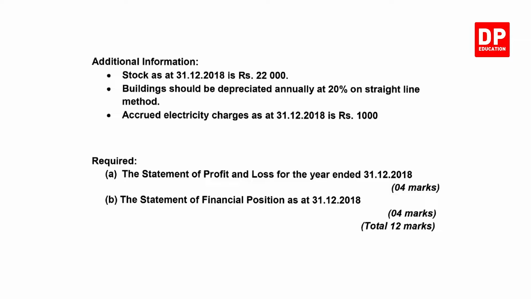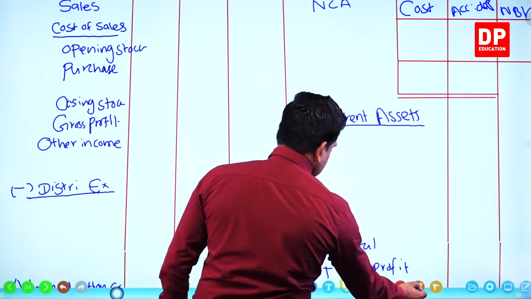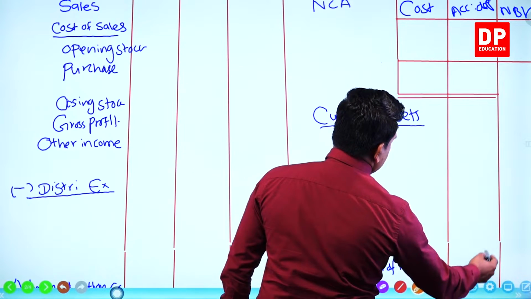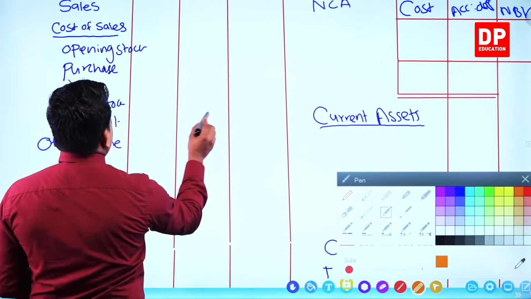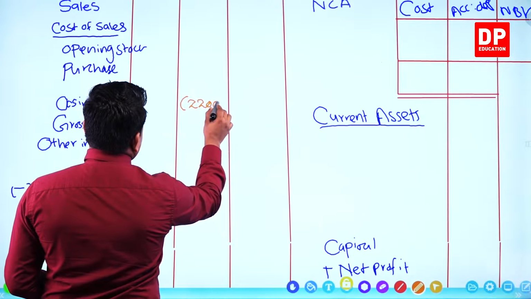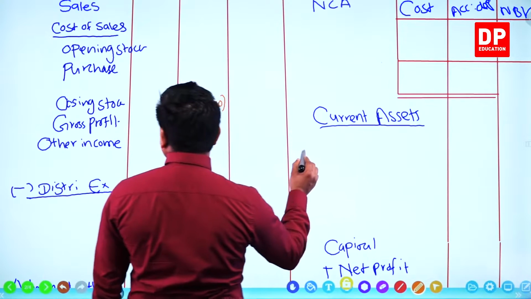Stock, end stock, you know, 22,000, right? It goes two places. Where it goes? To calculate cost of sales. I choose another color to do the adjustments, right? Then you can see very clearly. Yeah, closing stock 22,000. Here you put brackets, 22,000 within brackets, right? Where's the other place? The other place is current assets. Here closing stock.